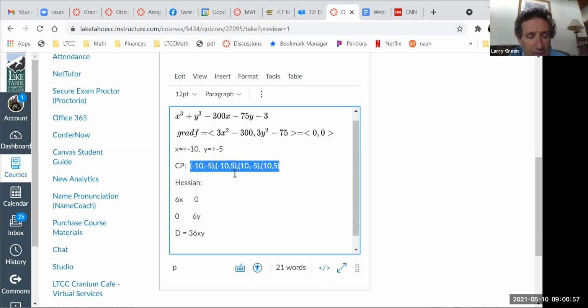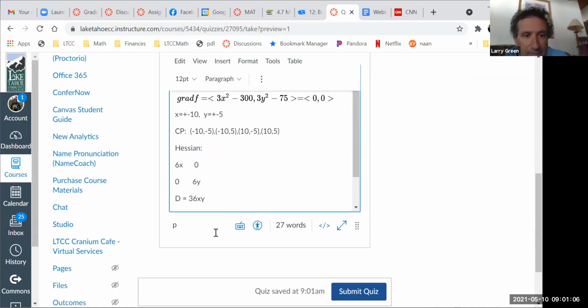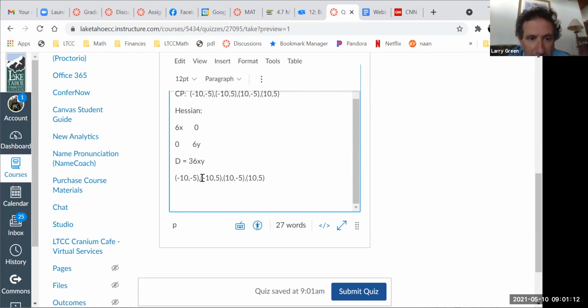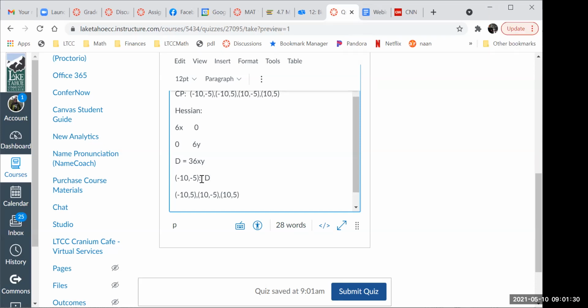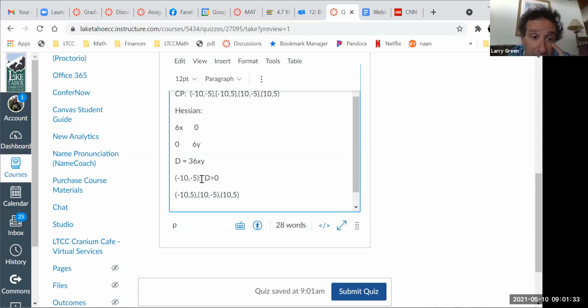Okay, so now we can go ahead and use our second derivative test. I'm going to do these one at a time. So let's start out with -10, -5. What is D? Positive or negative? That's all I care about. Positive. Yeah, D is greater than 0. It's 36 times -10 times -5. I don't care what number it is, I care about its sign. And two negatives make a positive, it's positive.